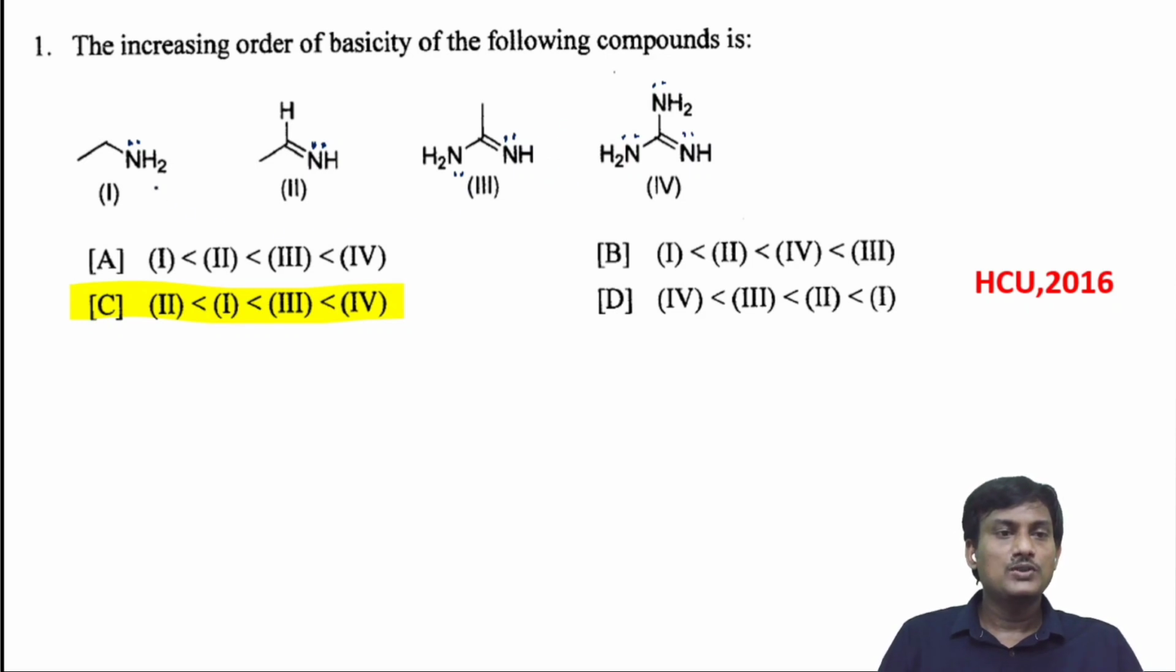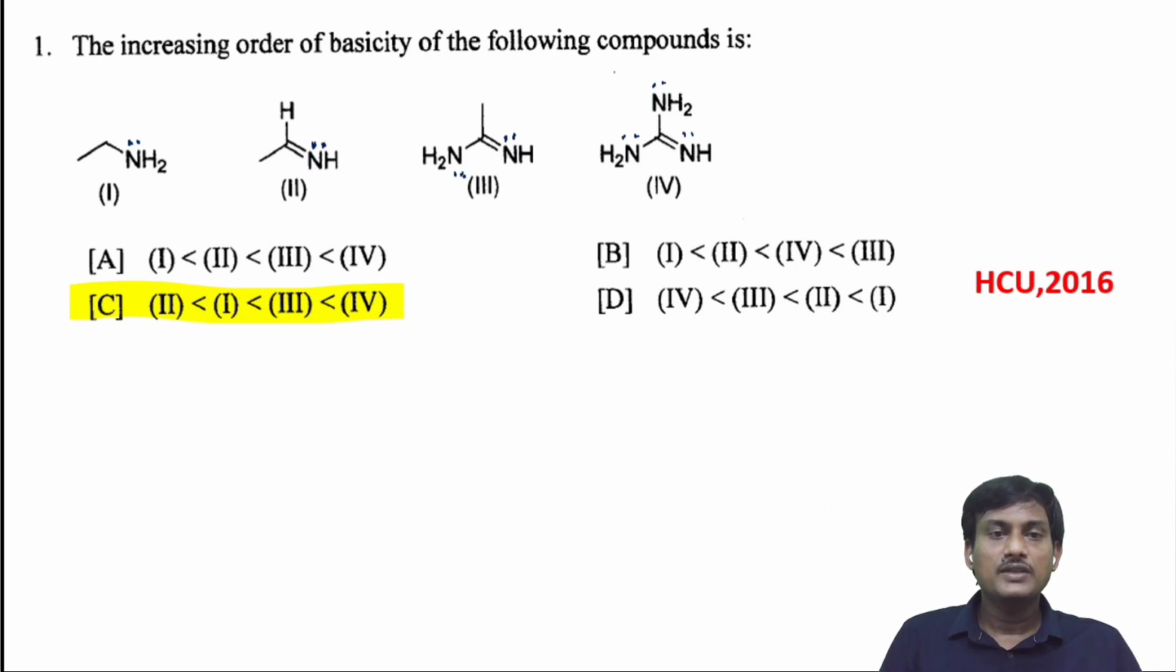Suppose you take this molecule. Here there is no conjugation effect, but here the C double bond N, this one is the electron withdrawing group. The sp2 hybridized carbon withdraws electrons, so there is a decrease in electron density on nitrogen. So when comparing the basicity of NH2 with the C double bond NH, this one is less basic.